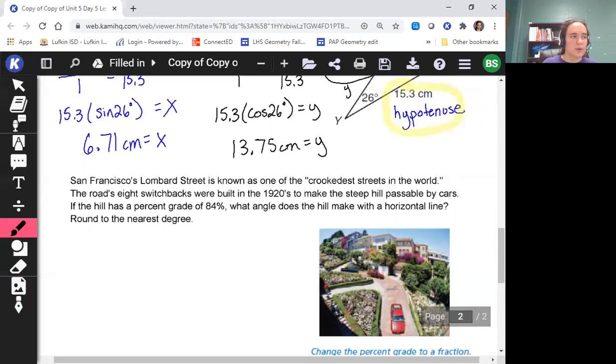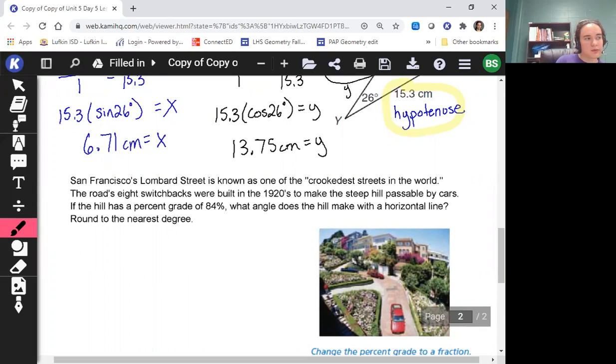And our last example, San Francisco's Lombard Street is known as one of the crookedest streets in the world. The road's 8 switchbacks were built in the 1920s to make the steep hill passable by cars. If the hill has a percent grade of 84%, what angle does the hill make with a horizontal line? Round to the nearest degree.